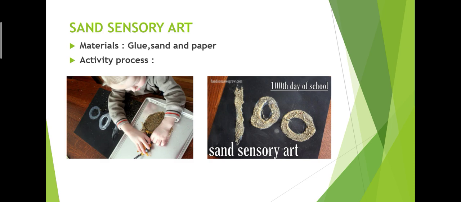Next one is sand sensory art. Materials are glue, sand and paper. Activity process: here we supply paper, glue and also sand to the children. Here the student is making the number 100 by painting with the fevicol. Then after painting, he sprinkles the sand on the number. Then by shaking the paper, he gets the number 100. This is one kind of sand sensory art.